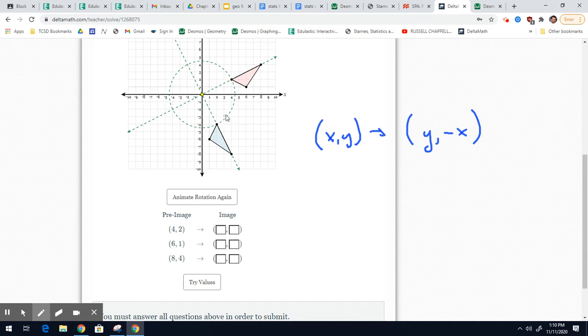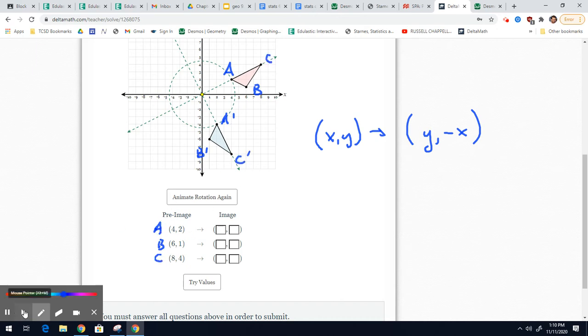Or now we just have to look at the coordinates, right? So this is A prime. So what are the coordinates of A? That's an A is 4, 2. 6, 1 is here. That's B. This is going to be B prime. And then 8, 4 is C. And that'll make this C prime.